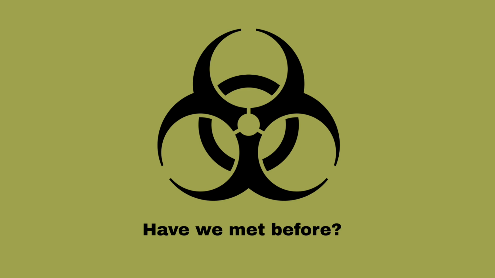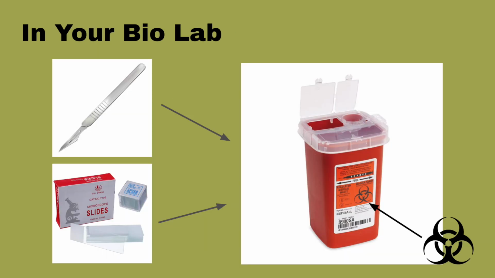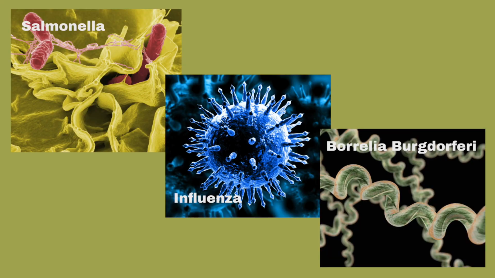You have most likely seen this symbol in either a hospital or doctor's office. If you've ever had your blood or urine tested, the little tubes and cups go into little bags that have this symbol on them. The needles and syringes from vaccines go into containers with the same symbol. The same applies for the scalpels, animal and plant products, and the glass used on microscopes in your biolab. This helps avoid the spread of diseases and viruses, such as the flu, salmonella, and even Lyme disease, all with the help of this one symbol.